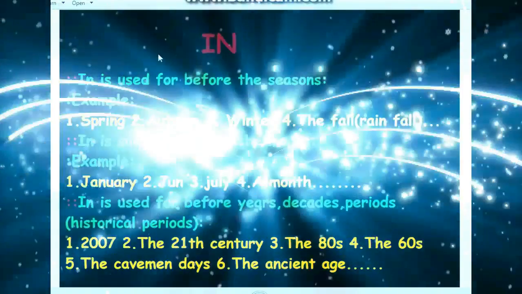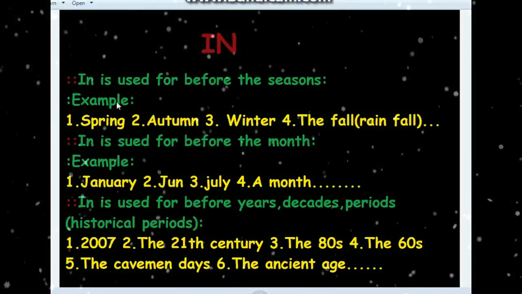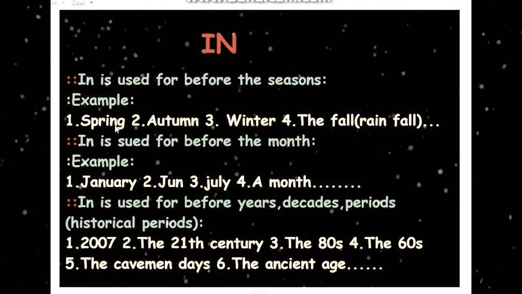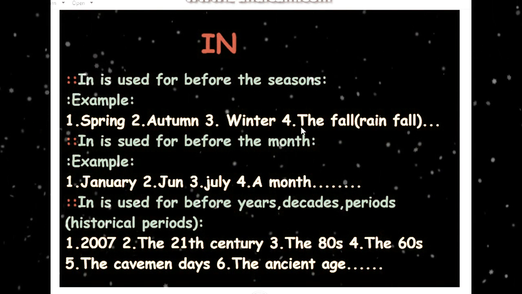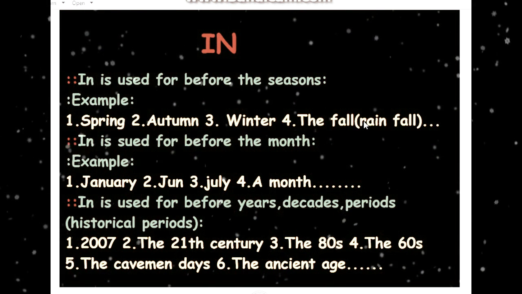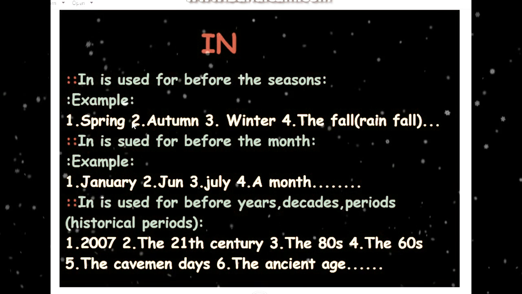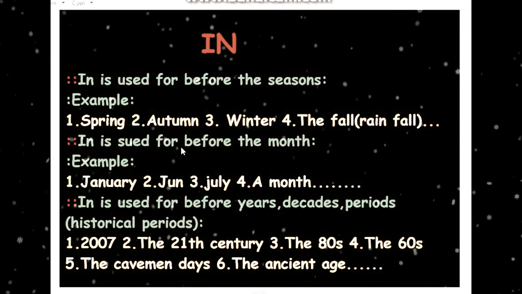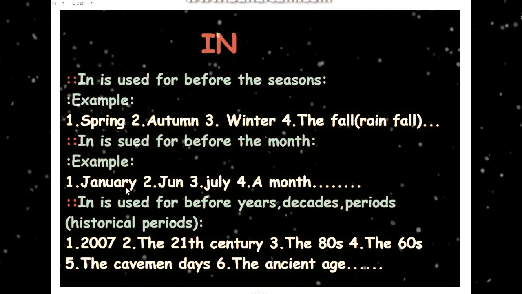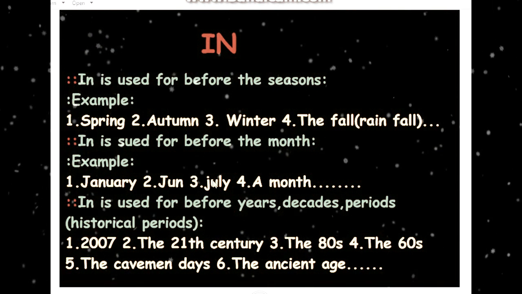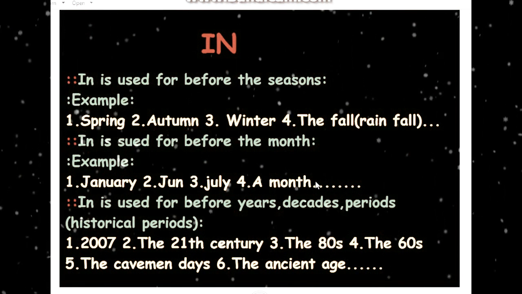Time preposition in. In is used before the seasons. Example, in the spring, in autumn, in winter, in the fall, or in rainfall. And in is used before the month. Example, in January, in June, in July, or any other month.